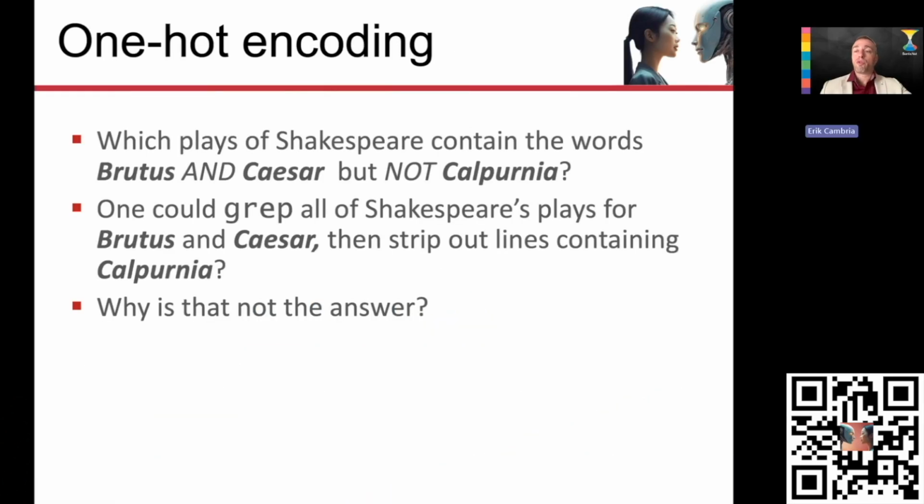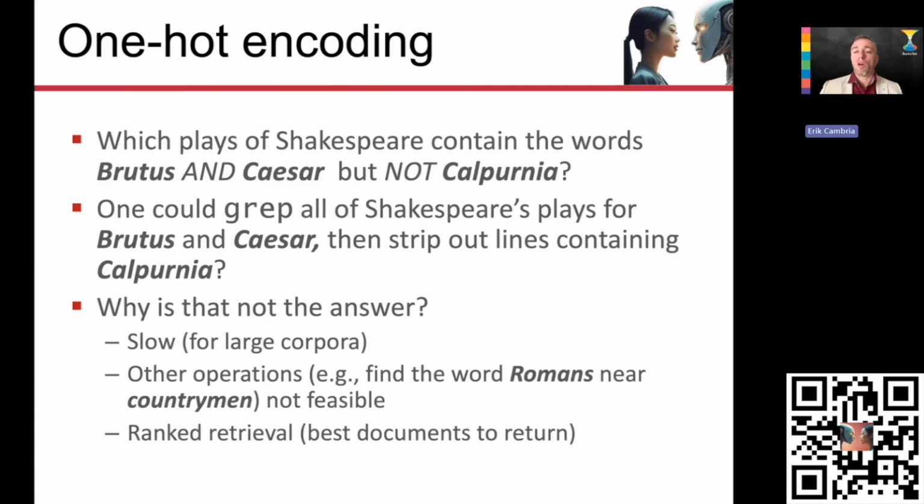What is Boolean retrieval? Let's say that you have a query like this. You want to find all the plays of Shakespeare that contain the words Brutus, Caesar, but not Calpurnia. So you may think of maybe taking first all the documents that contain both Brutus and Caesar and then strip out the ones that contain Calpurnia. But that's not very efficient, right? It would take a long time to do that.